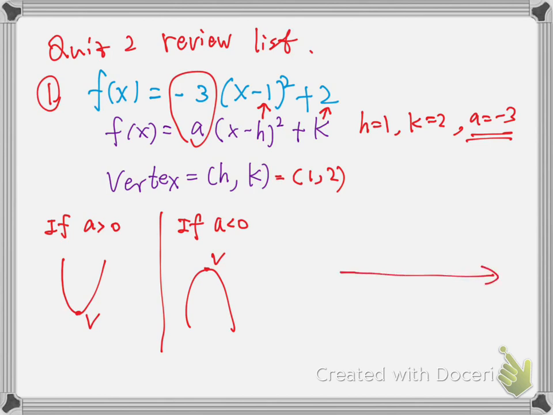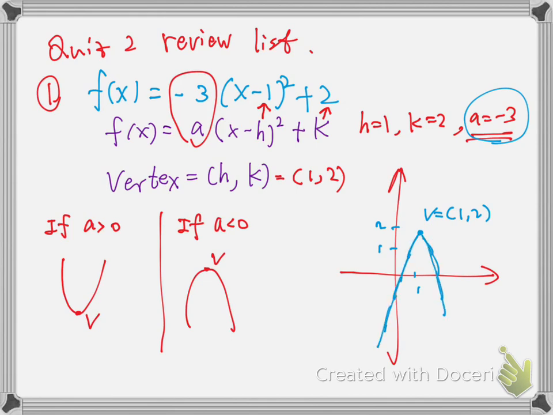So now let's draw the graph. We know the vertex is (1, 2). So here is (1, 2). V is here. And then since a is negative, we know it opens down. So we got this picture.